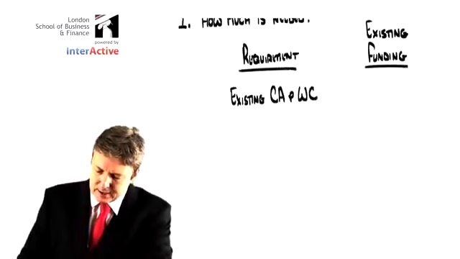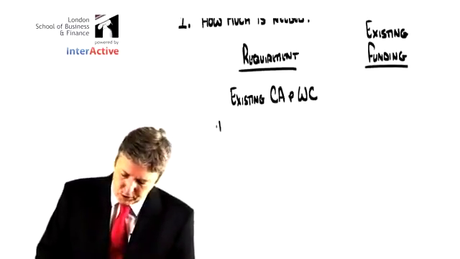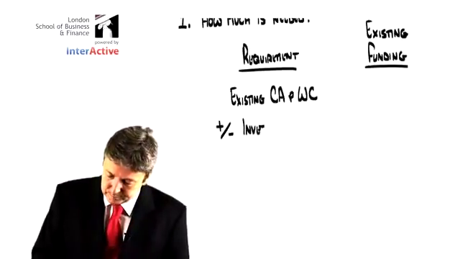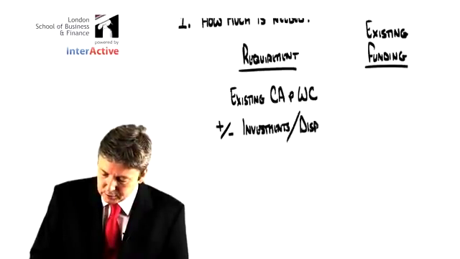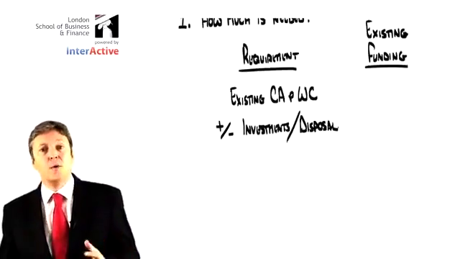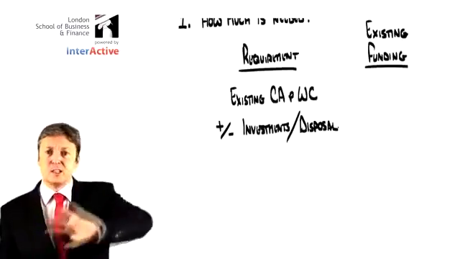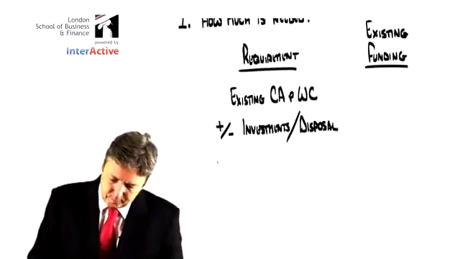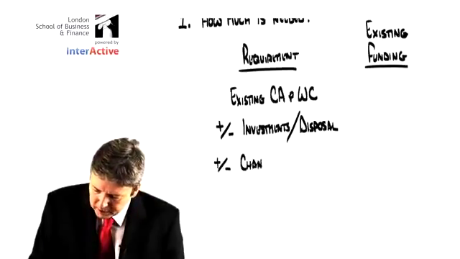Given that we have our existing capital assets and working capital, the next thing we have to do, of course, is add or subtract any investments or disposals. You know, we're looking at capital assets here. Are we going to invest in anything new? We'd have to add that one in. Or are we disposing of anything and getting some cash back? Secondly, we would have to add or subtract for any change in working capital.